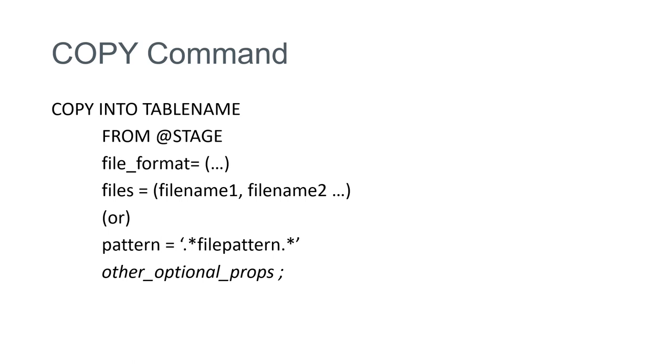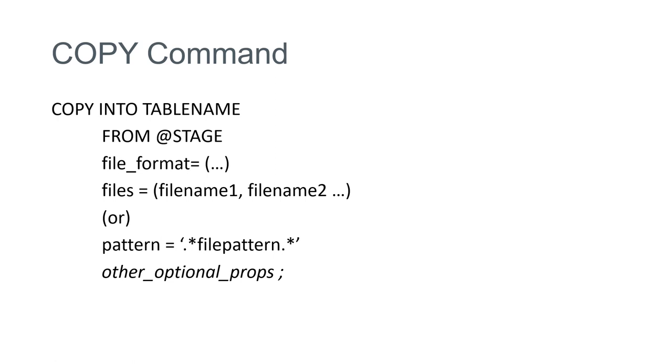Every day one file is coming, the file name with an underscore and date. In that case, instead of specifying the file names, we can specify the pattern of files. Suppose I have some 100 files. I don't want to mention all 100 file names here. Instead of putting all 100 files in the parentheses, I can simply put a pattern, like dot star, the file pattern, dot star.